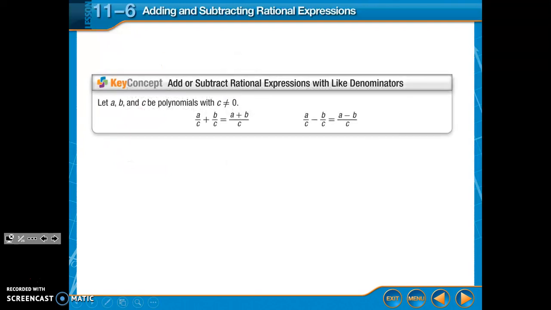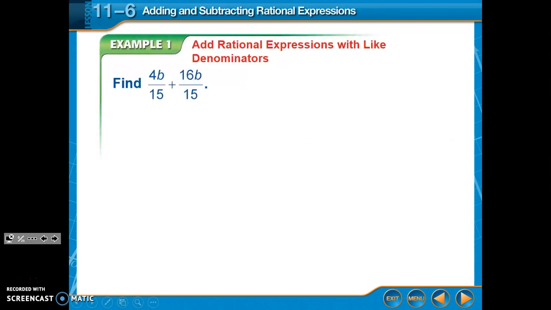Okay, so if you guys remember from adding and subtracting fractions, if you have the same denominator, you leave the denominator and you add the numerators. So a over c plus b over c is a plus b over c. And same thing with subtraction. So it would be a minus b over c if you had a over c minus b over c. So it's the same with rational expressions. So if we have variables in there, it's going to be the same idea.